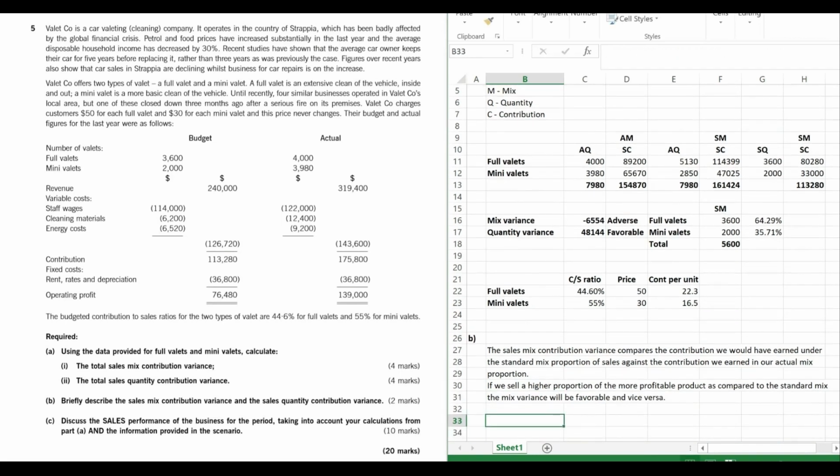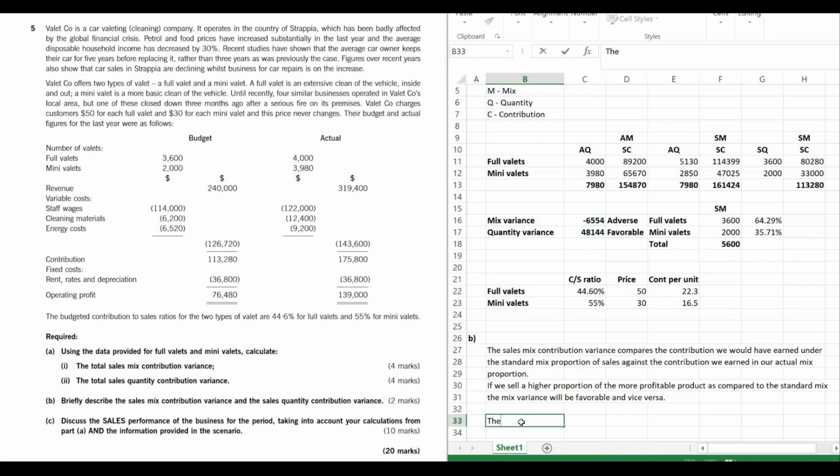After that, we have the sales quantity variance. Simply put, if we sell more than the budgeted quantity, this will be favorable. If we sell less, it will be adverse. So the budgeted quantity was a total of 5,600 units. We ended up selling 7,980 units. We sold more, that's why it was favorable.